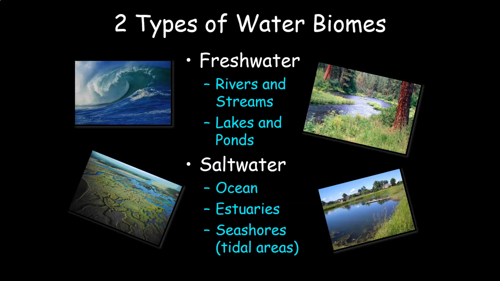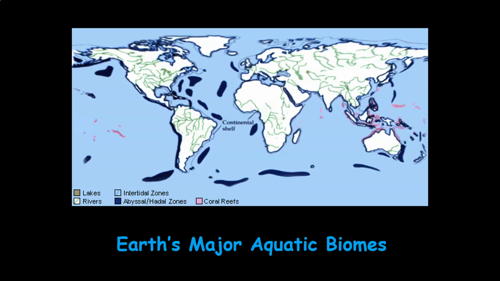Estuaries are almost in between, because that's where those freshwater rivers and things like that dump out into those oceans, because they are certainly connected. Then there are the seashores or the tidal areas, where they're dealing with the high and low tides, and that in and of itself drives some interesting adaptations.